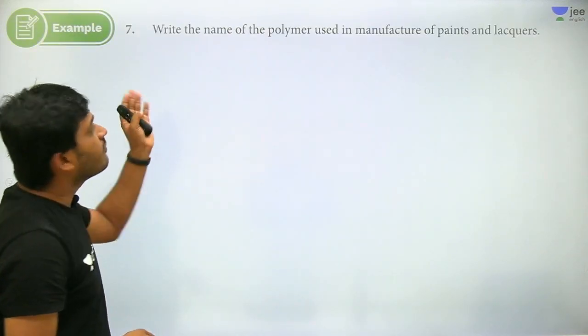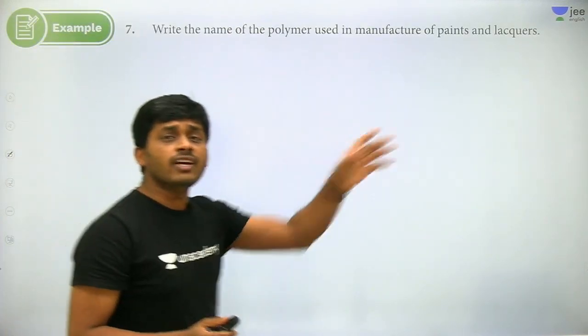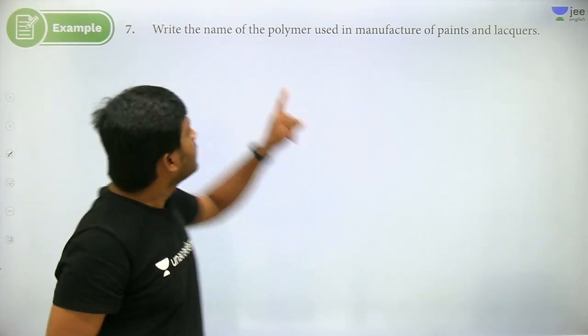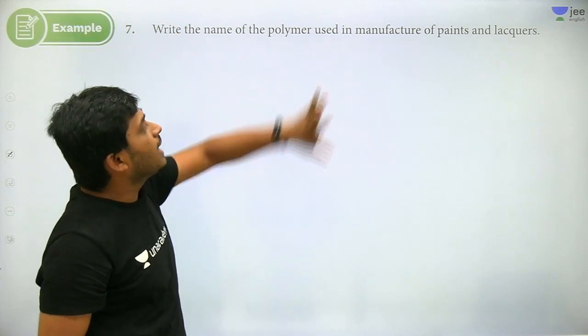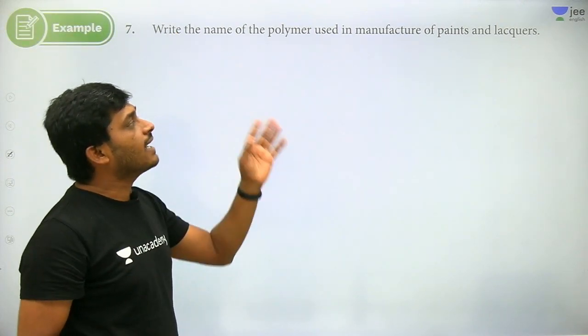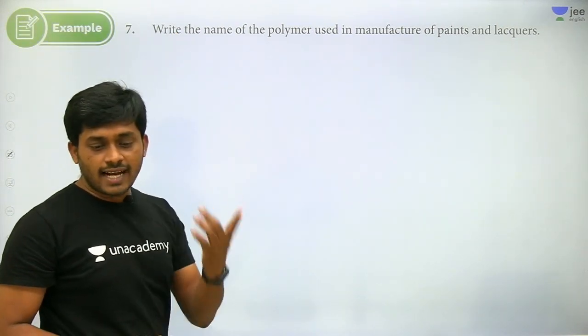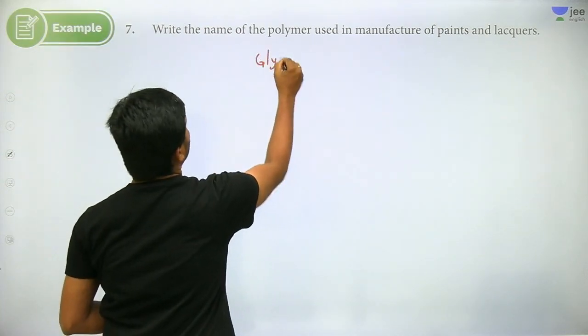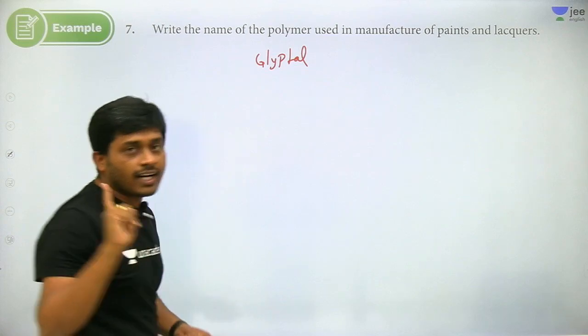Next question, 1 word answers. Just 1 word we have to finish. Don't write any theory here, just 1 word. Now write the name of polymer used in paints and lacquers. Which polymer we use here? So this is glyptal. Just 1 word answer.